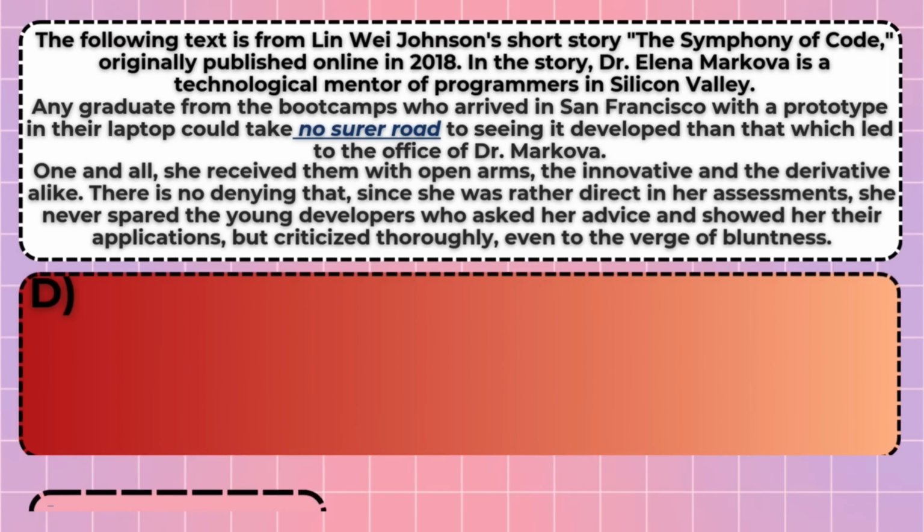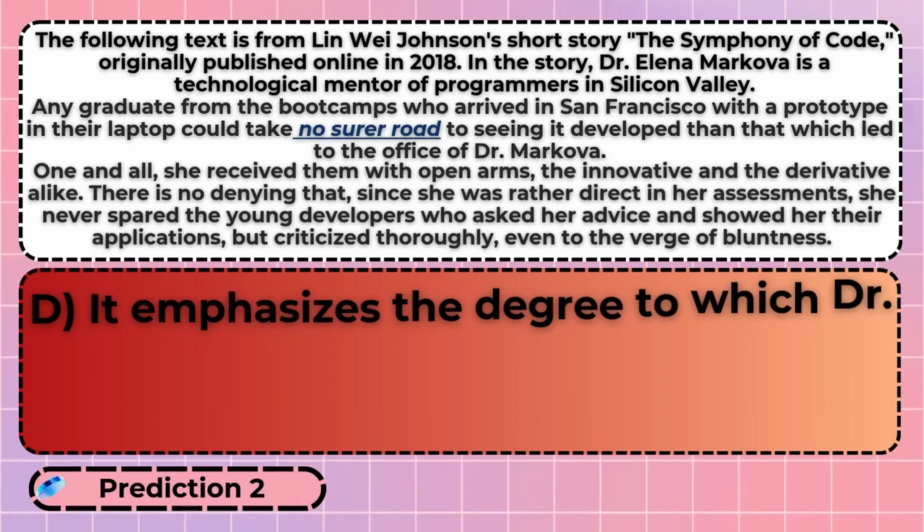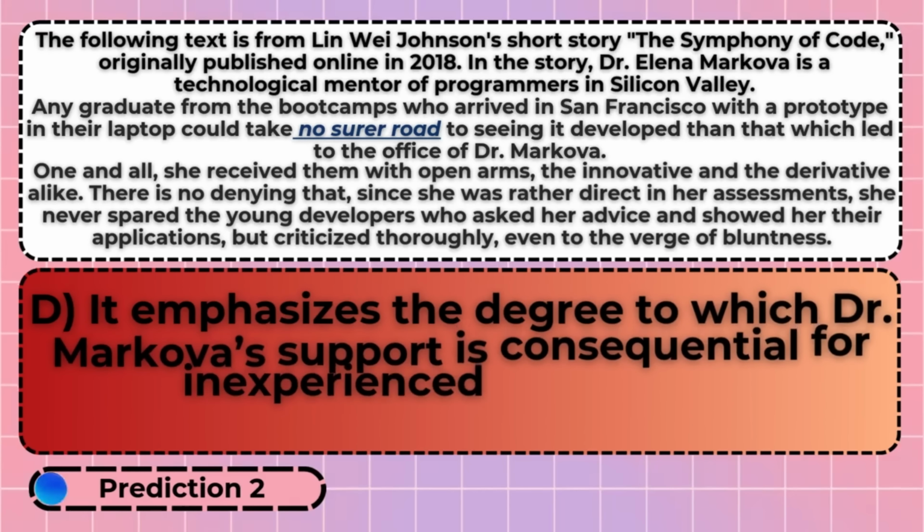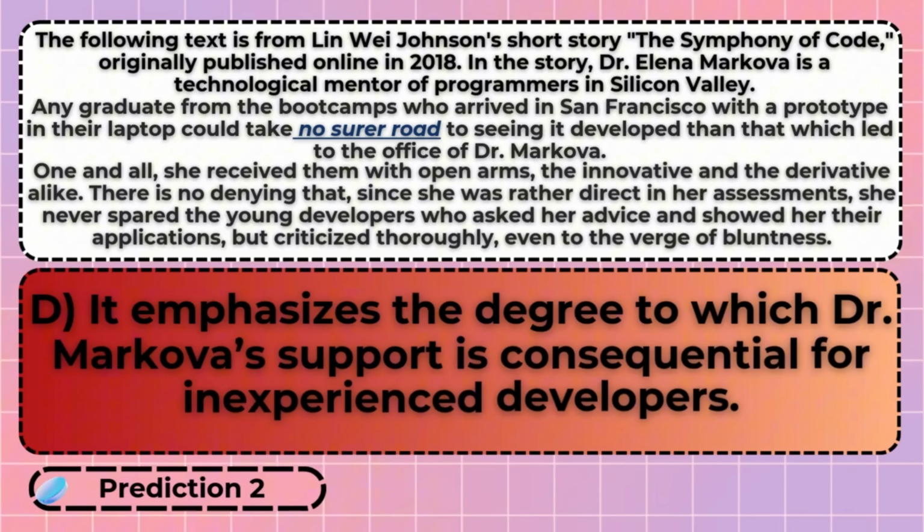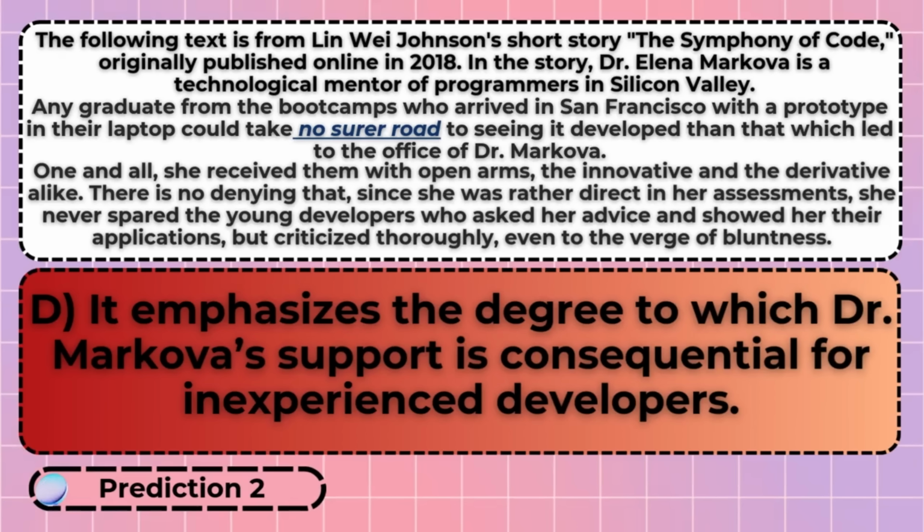Choice D, it emphasizes the degree to which Dr. Markova's support is consequential for inexperienced developers. Boom, this matches our summary perfectly, and the passage tells us going to her is the best way to get an idea developed, which shows how important her help is for new programmers. So the final best answer is choice D.